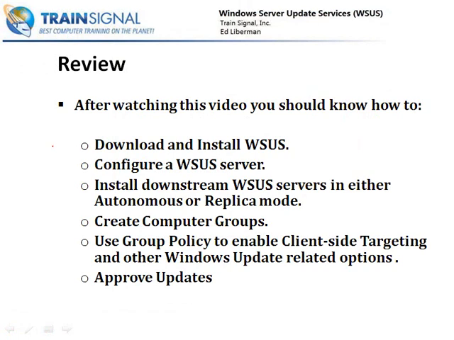Okay, well that pretty much wraps it up for this video, and at this point you should now know where to download and how to install WSUS. You should know how to go through the configuration wizard and set up the WSUS server. You should also know how to install or configure downstream WSUS servers in either autonomous or replica mode, remembering that autonomous means that you will synchronize from the upstream WSUS server, but approvals will be done separately, versus replica mode, you synchronize and receive the approvals from the upstream server.